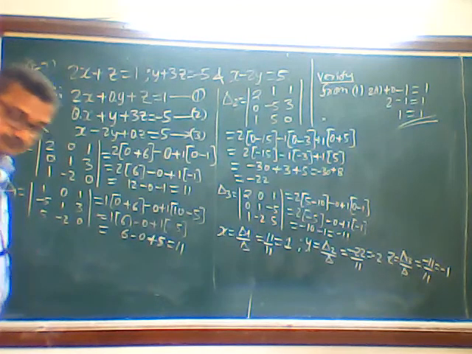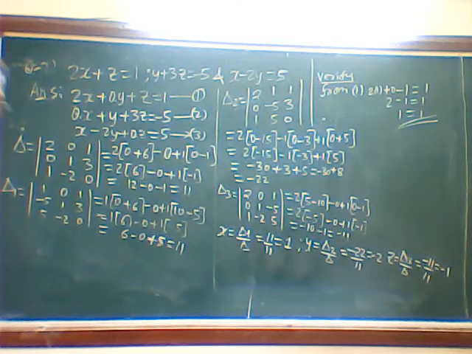Okay. So I think I have solved some 6 to 7 problems. That is Cramer's rule. Next is the matrix method. Before going to the matrix method, I will tell you about this one. What is that?